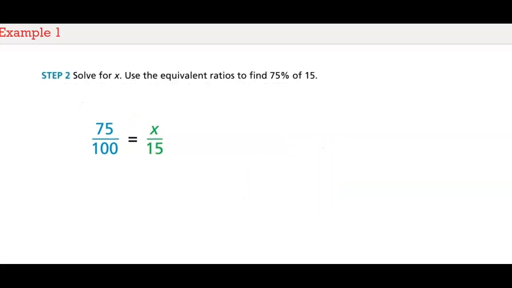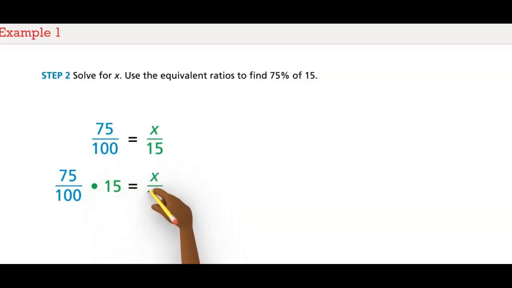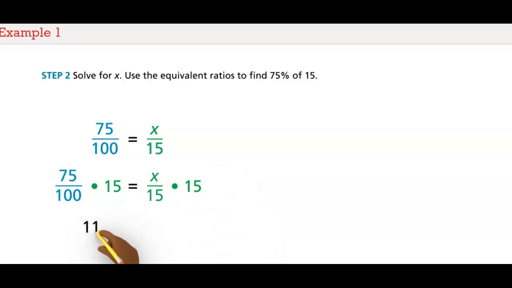Step 2. Diego can use the equivalent ratios to solve for x. 75 divided by 100 times 15 is equal to x divided by 15 times 15. 11 and 25 hundredths is equal to x. 75% of 15 is 11 and 25 hundredths.